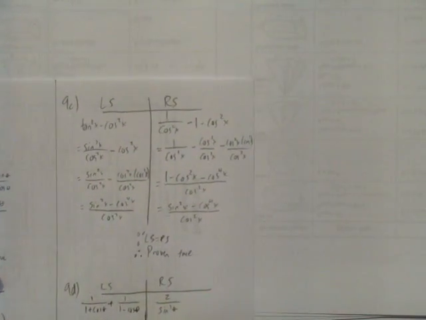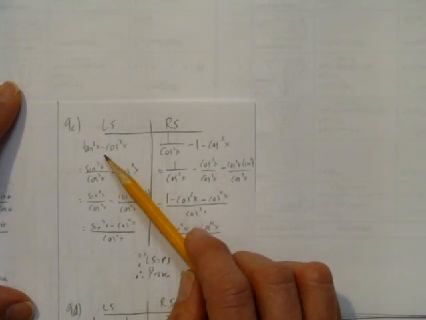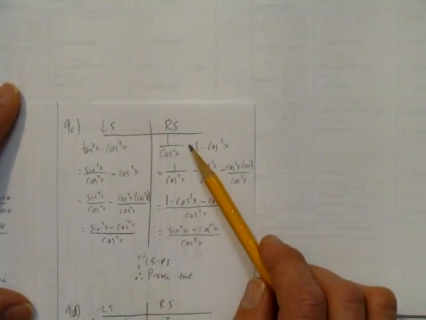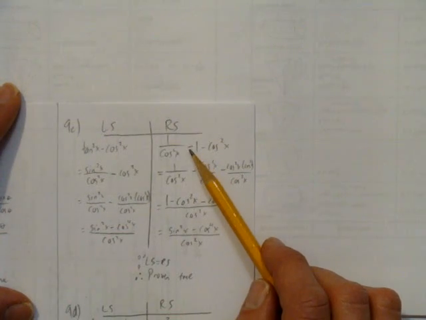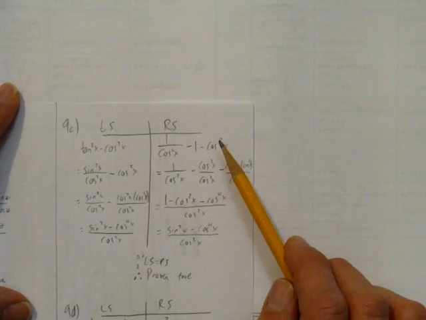That's 9b. Here's 9c from page 417. I started with tan squared x minus cos squared x, and I'm trying to prove that that equals 1 over cos squared x minus 1 minus cos squared x.